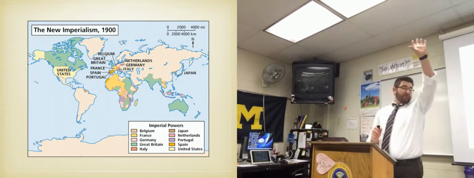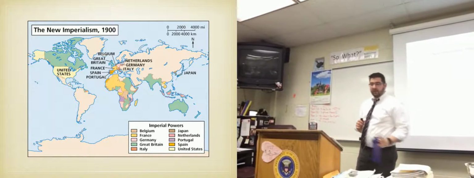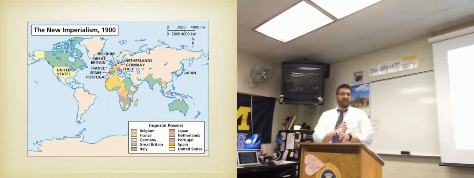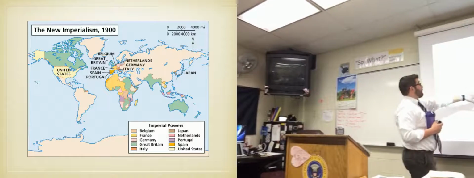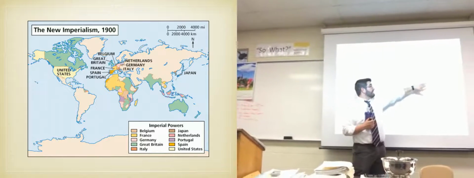And we've already talked about who's got the biggest empire in the world in 1900. The British Empire. The sun never sets on the British Empire. France has also got a tremendous empire in Africa and in Southeast Asia.